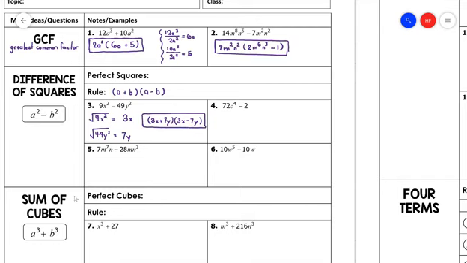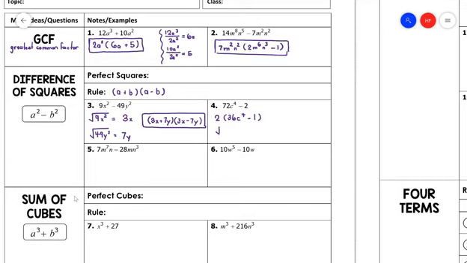Then on number 4, we have the same type of problem, but I see 72, and 72 is not a perfect square. So what I notice between these two is that I can take out a 2 first. And that leaves me with 36c to the 4th power minus 1. Now 36 and 1 are both perfect squares, so that's where I'm getting the perfect square from.